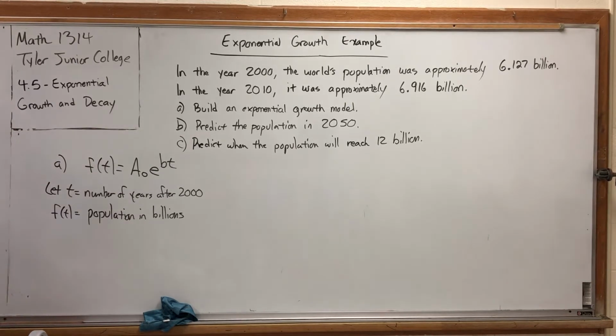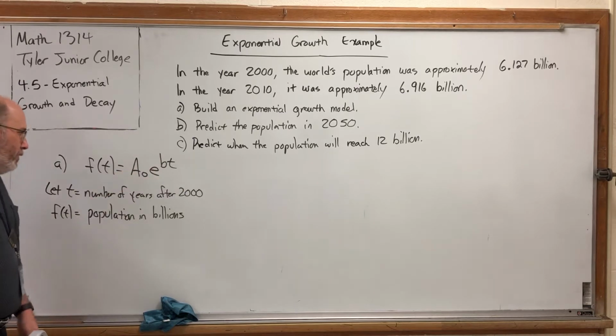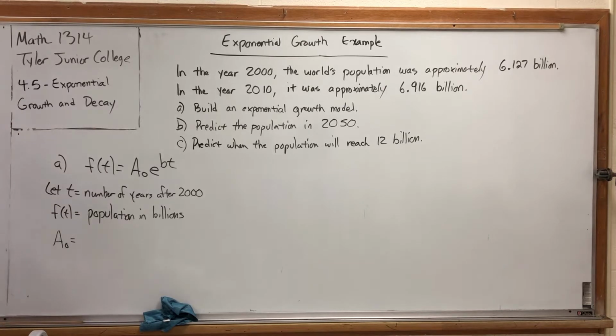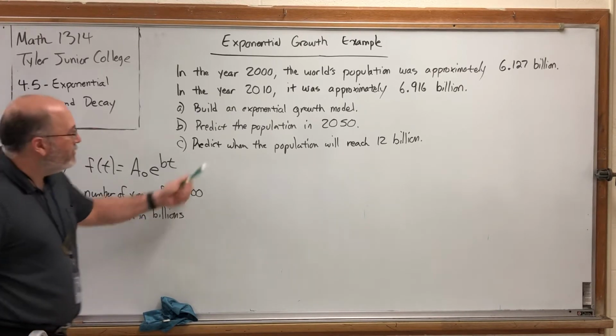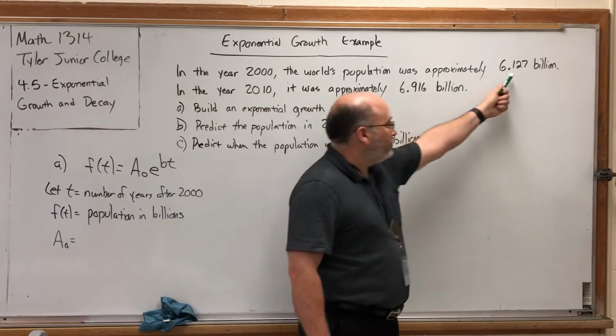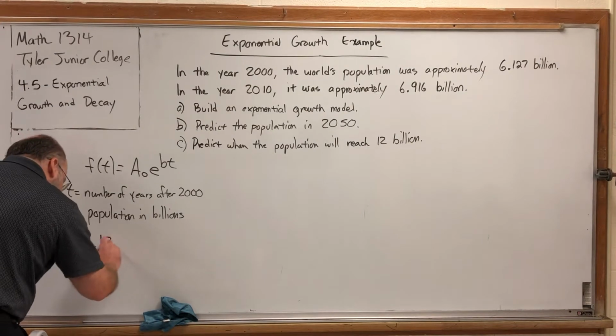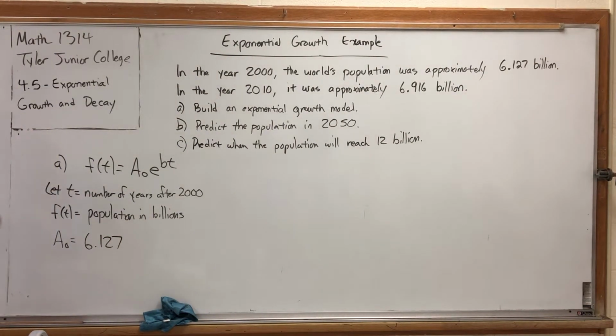How are we going to find this model? Well, we have to find the two variables that we don't know. But one of them we already do. Remember that A0 represents the initial population, or the population in the year that's being referred to by t. In this case, the year being referred to by t is the year 2000, and the population in the year 2000 was 6.127 billion. So out of nowhere, we get that A0 is 6.127. I don't have to write the word billion because I'm already measuring in billions.